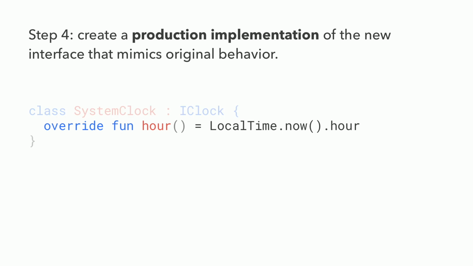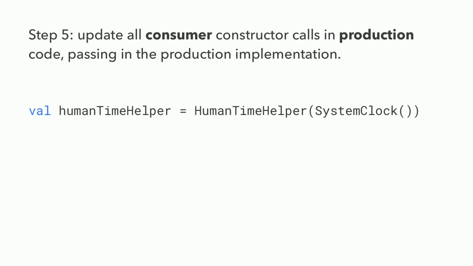So that's the only change right here. And then wherever we were previously constructing a human time helper in our production code, before we would have been able to construct it with no constructor arguments, we've added a new parameter to our constructor. So now whenever I use a human time helper, I have to give it some clock, and the clock I want to give it in production is a system clock. So we'd update that everywhere throughout our production code.